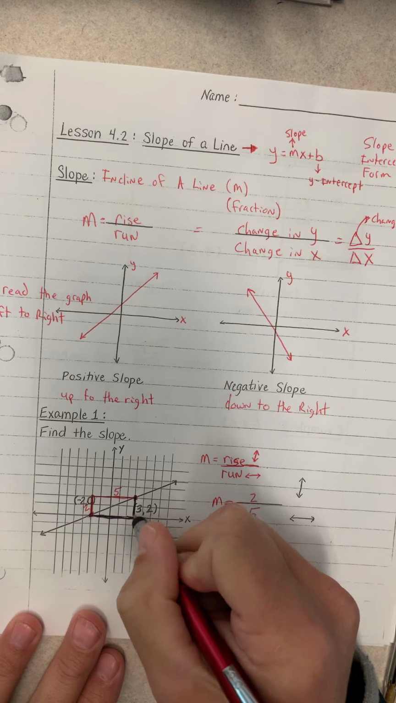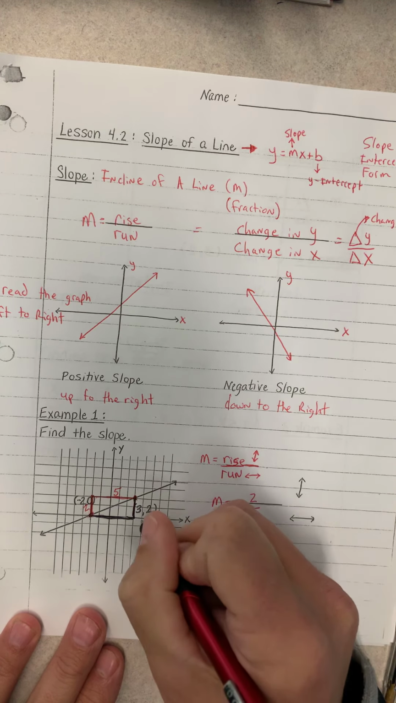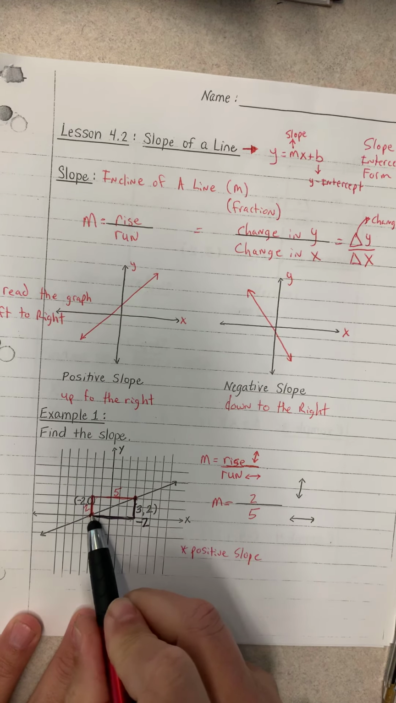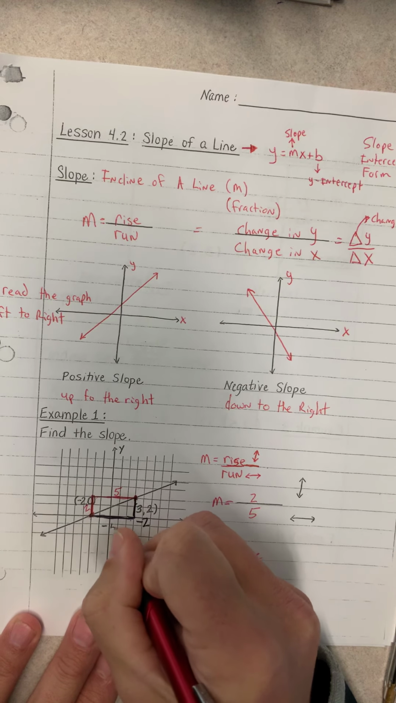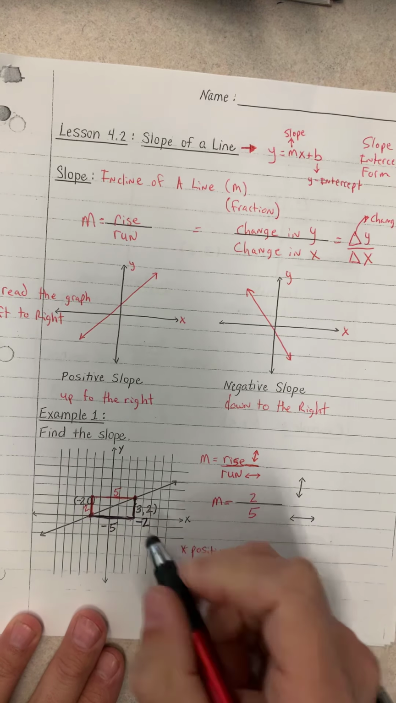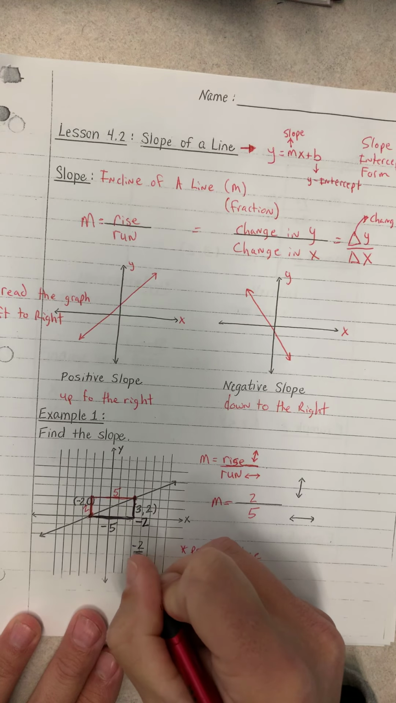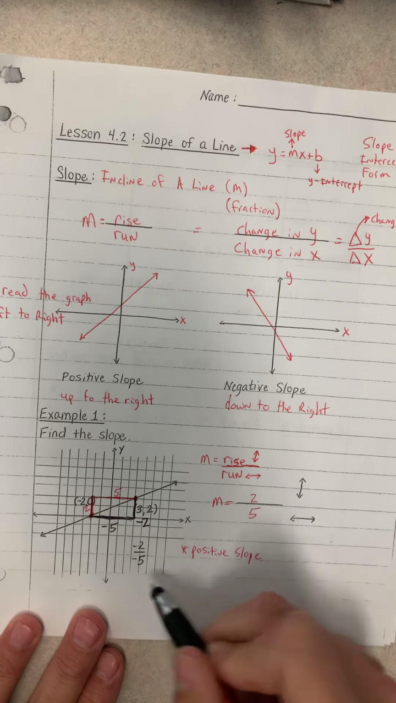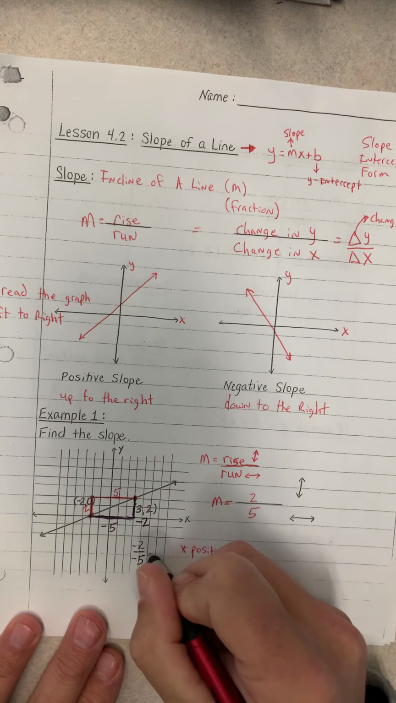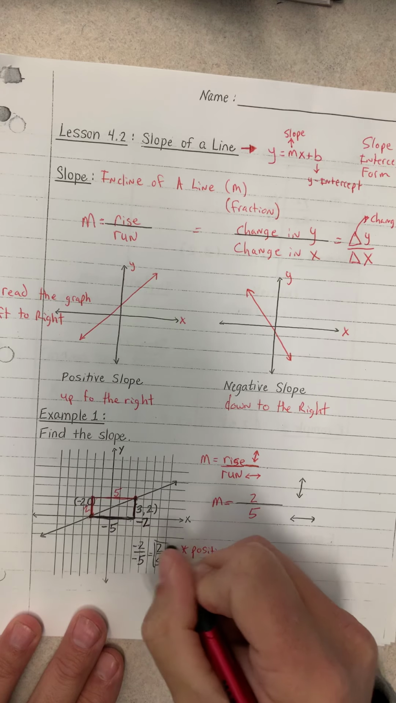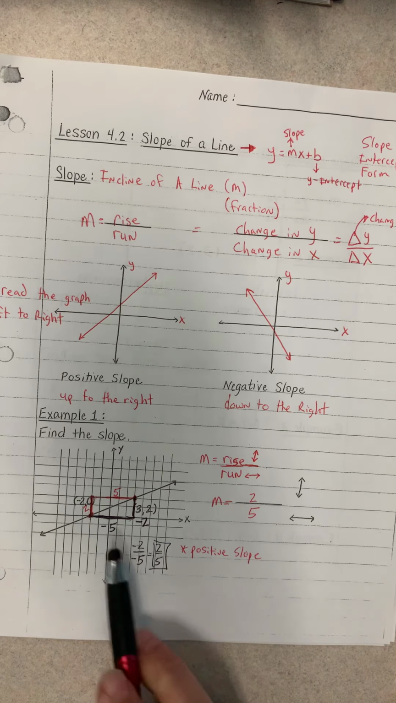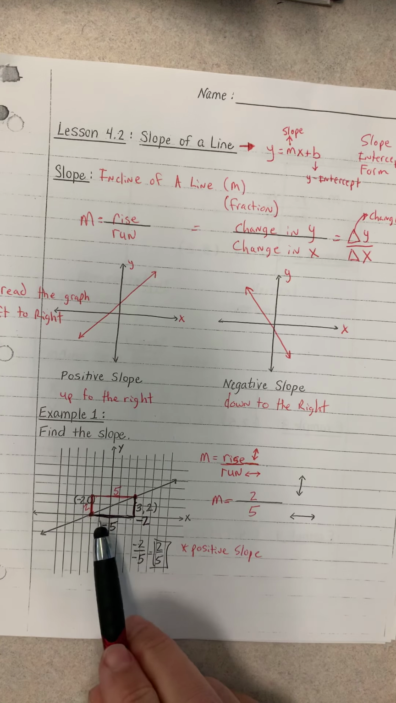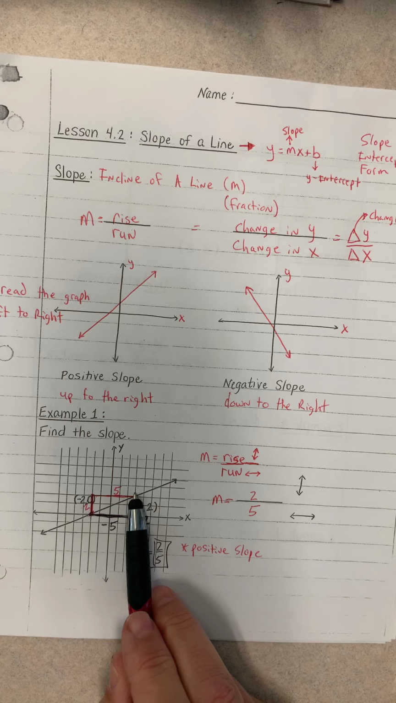If I go down on the y-axis, you are going down 2. That's a negative 2. When you are going left on the x-axis, you are going in the negative direction. That's negative 5. Your rise is negative 2. Your run is negative 5. But a negative divided by a negative is a positive. So I get the exact same thing going in either direction. I just look at this line right here and I know it's going to be positive, and I'm going a rise of 2 and a run of 5.